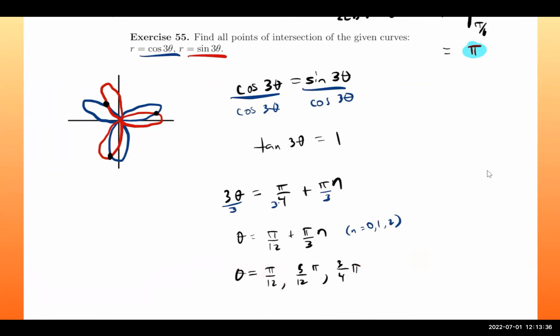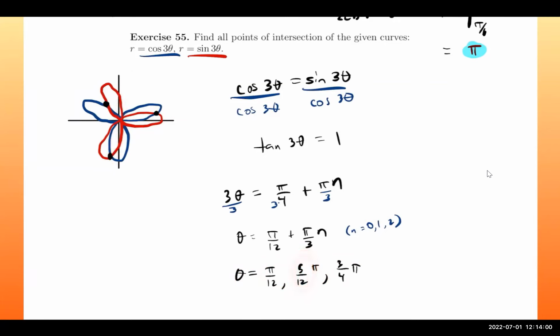All right, so now we have our angles, and you can verify that. The first angle is pi over 12. That would be in quadrant 1. That would be this angle right there. So that's where the first point of intersection occurs. This 5/12 is actually close to 6/12, so it's also going to be in the first quadrant. It's going to be about right here.